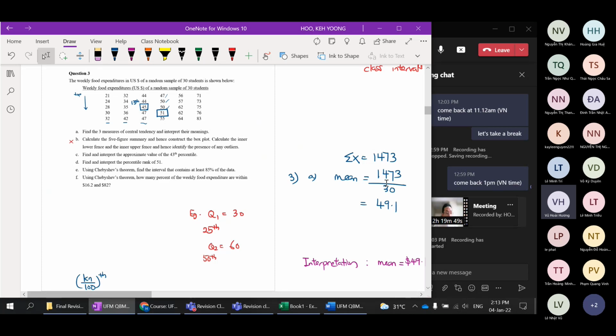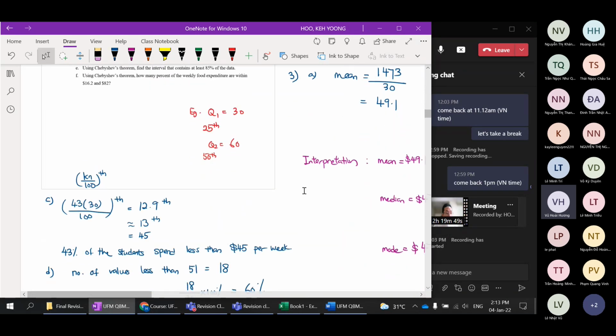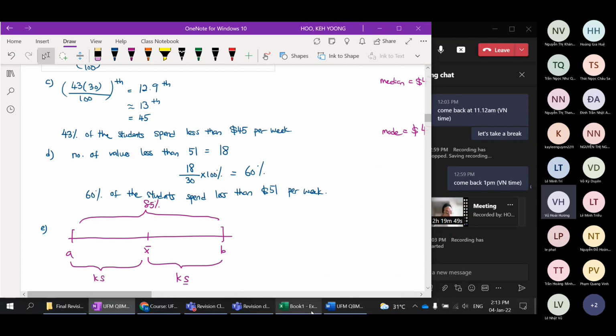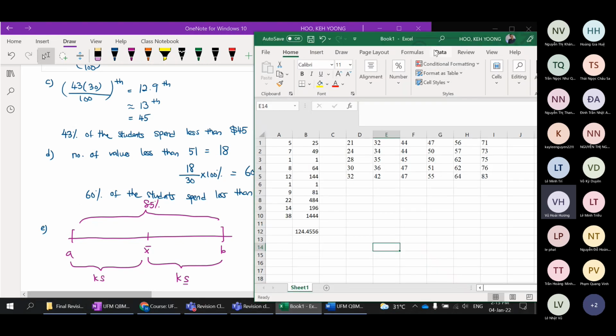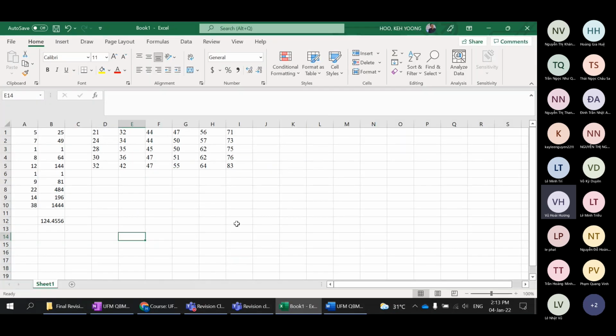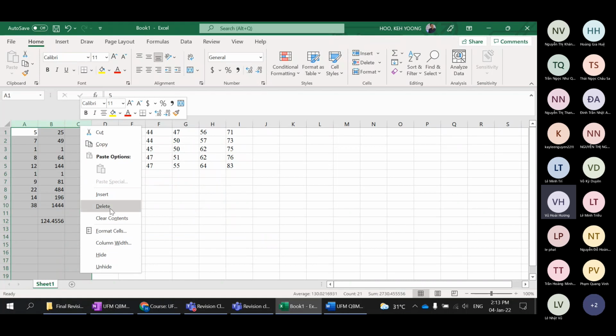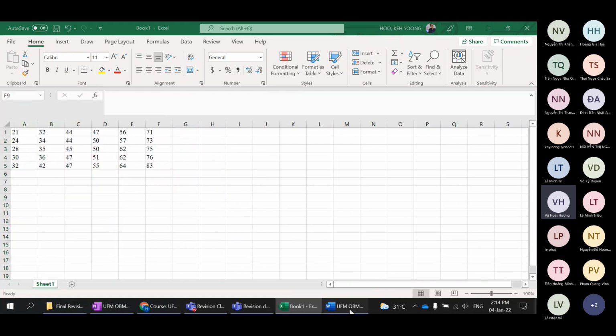For this question, we only have the mean in part A. So let's use this question. Let me show you how to use Excel to run the descriptive statistics. Please get ready with your Excel. Please open up your Excel and key in all these values.